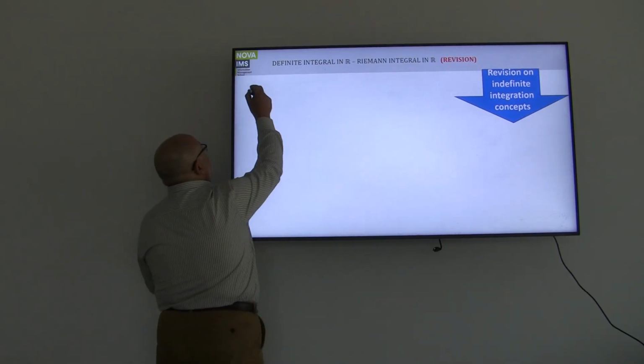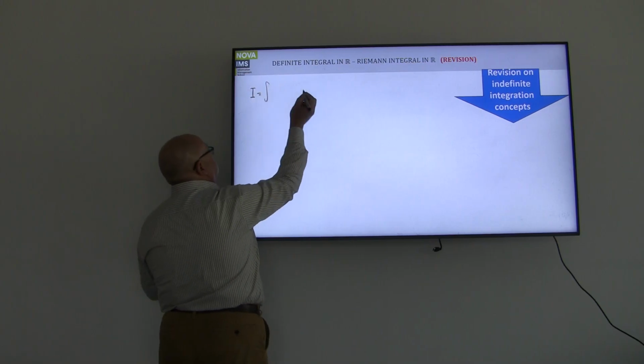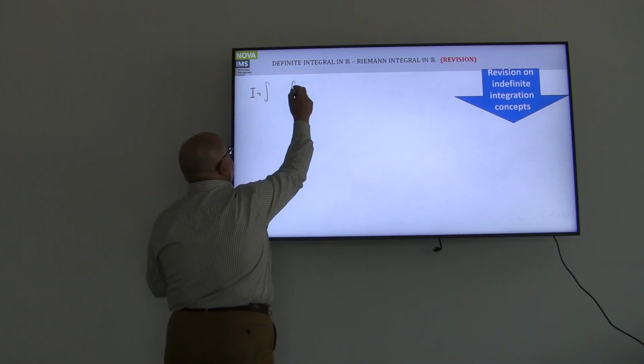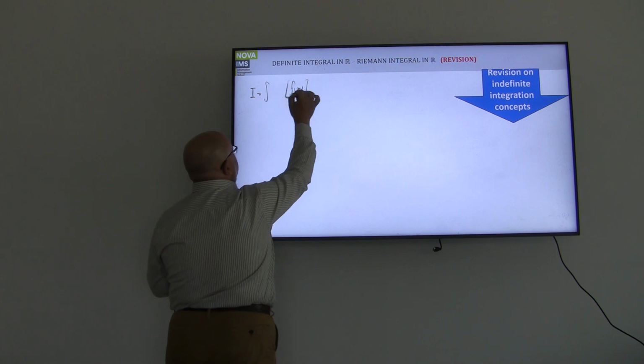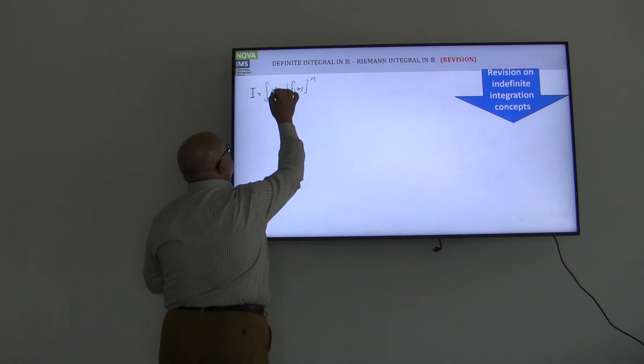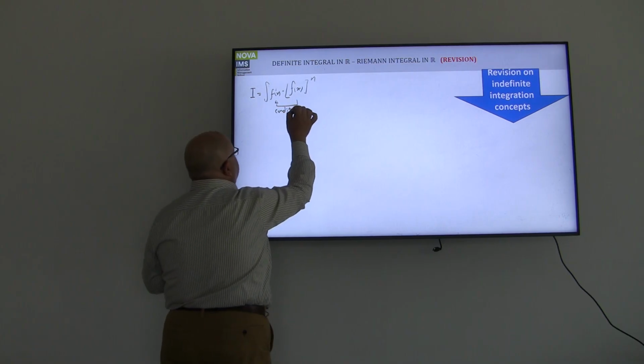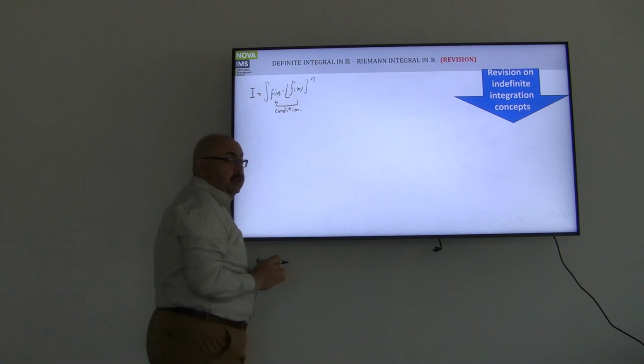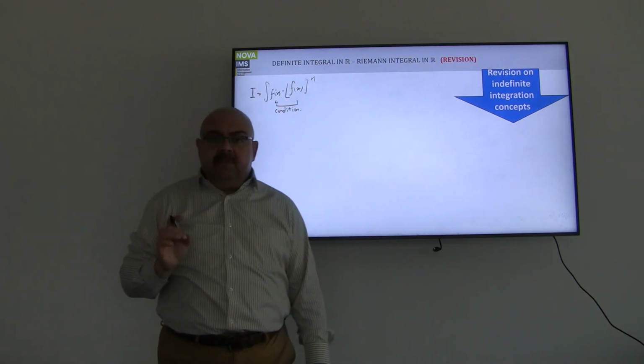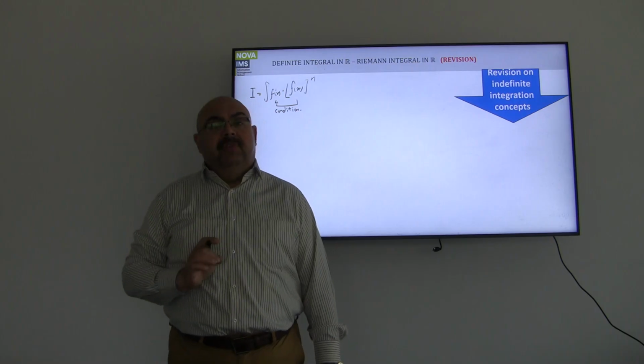So I will start with the beginning, integrating, for example, f of x to the power of n times f dash of x, and that's a condition for integration. That's the condition of integration. This is one of the famous laws of integration.